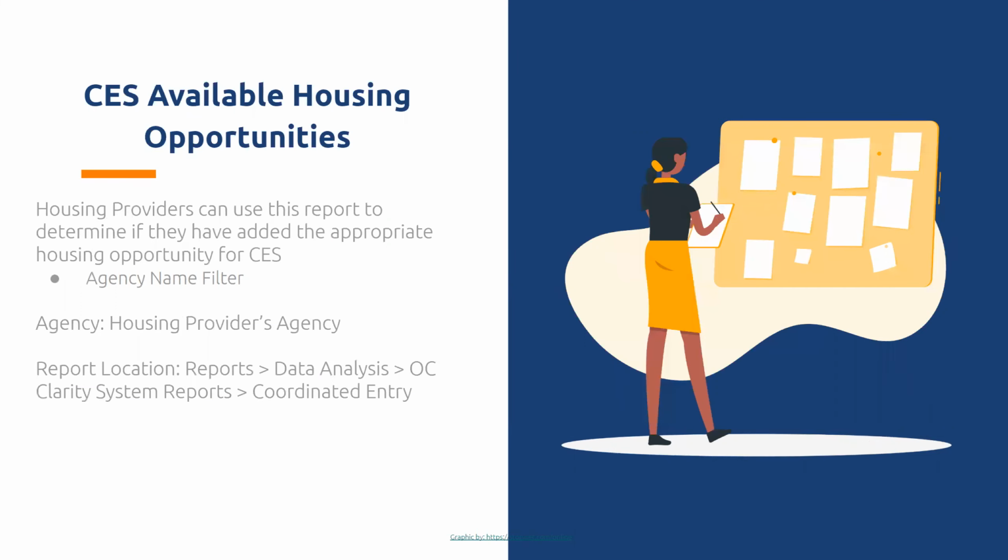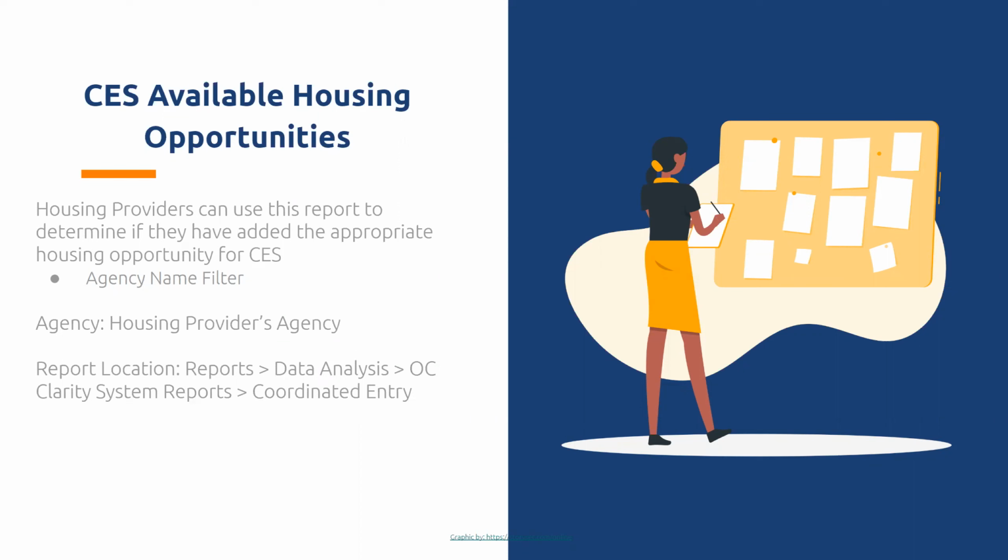Hello, everyone. I'll be reviewing 3 CES housing opportunities and matches reports. These reports provide insight into the current housing availability and recent matches in HMIS. The first report is the CES Available Housing Opportunities. This report shows available housing opportunities that are to be matched that week via the House Placement Match meeting. Housing providers can use this report to verify if they've added the housing opportunity for CES and to ensure that the housing opportunity is accurate so the matchmakers could send appropriate referrals.